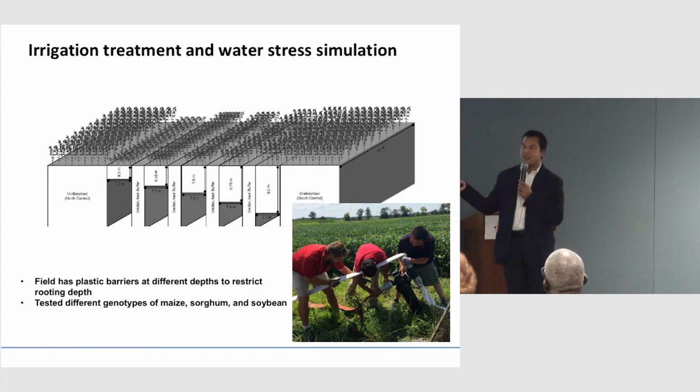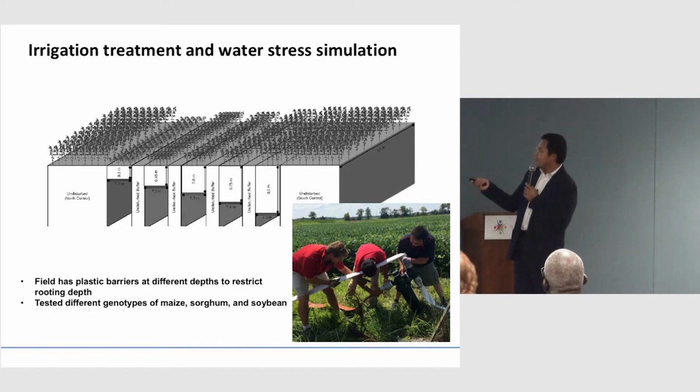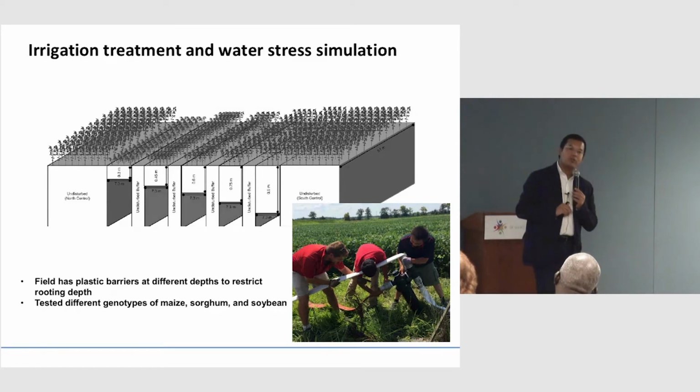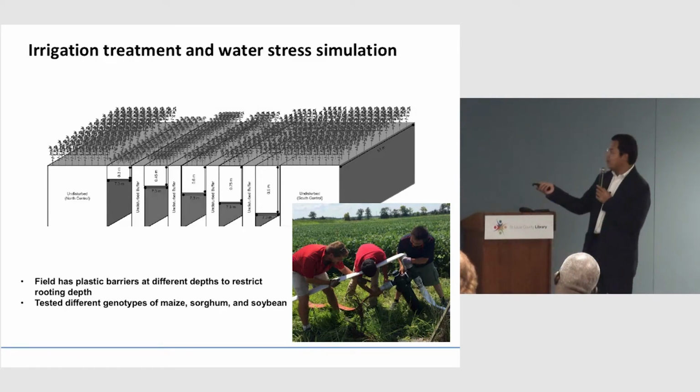That plastic barrier is placed at about 0.3 meter, or 30 centimeter depth, then 45 centimeter depth, and all the way down. So basically, the shallower the root depth, the less water the plant gets, right? This is a natural environment. We simulate stress and water stress.